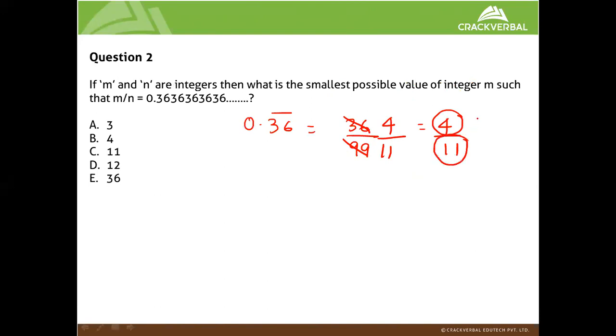I asked you for the smallest possible value for M. So the smallest possible value for M here is going to be 4. Okay, but this was a very, very simple one.